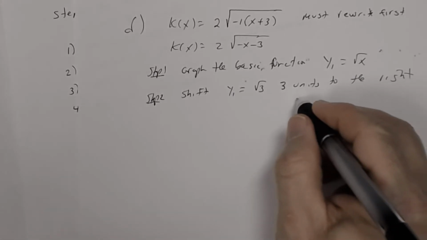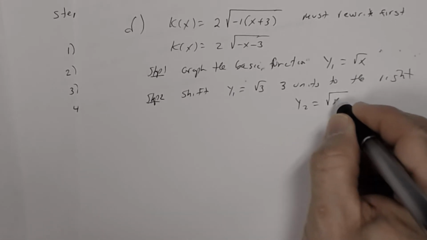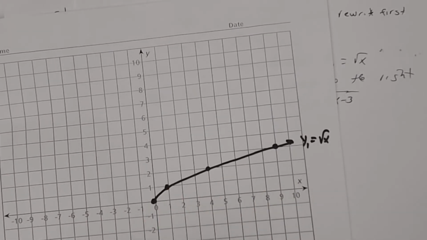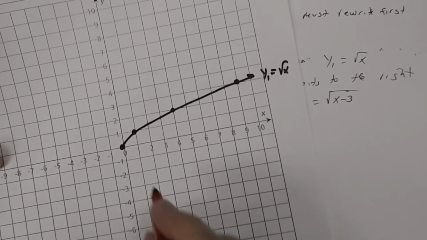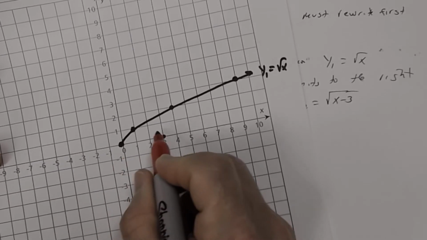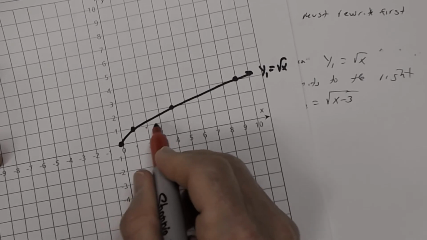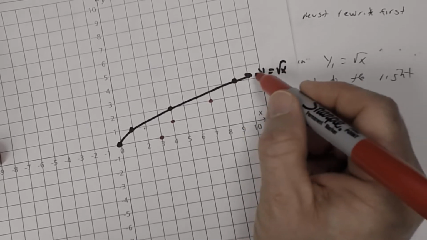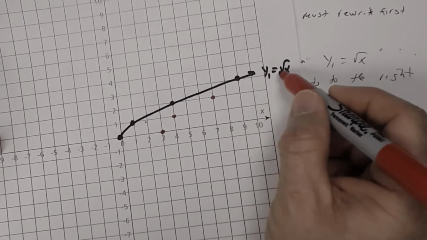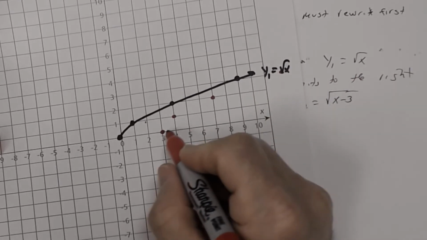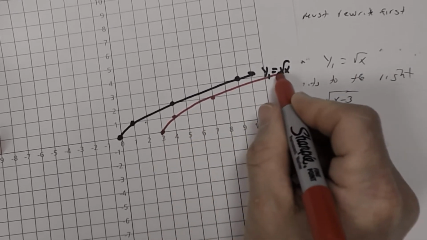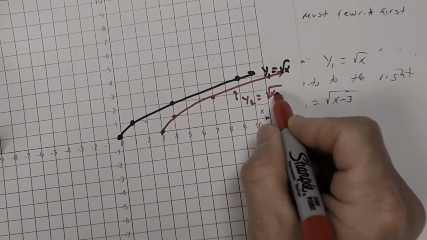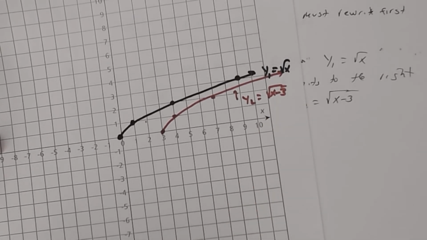Okay, and when we do that, we're going to get y2 equals the square root of x minus 3. That's how you write it. All right, so we're going to take all these points, we're going to shift it 3 units to the right. Okay, so watch. 1, 2, 3. 1, 2, 3. 1, 2, 3. And I guess we can still do this one, although I ran out of room here. So 1, 2, 3 about here. And so then I connect those, and I get something that looks like this. And this right here is y2 equals square root of x minus 3.